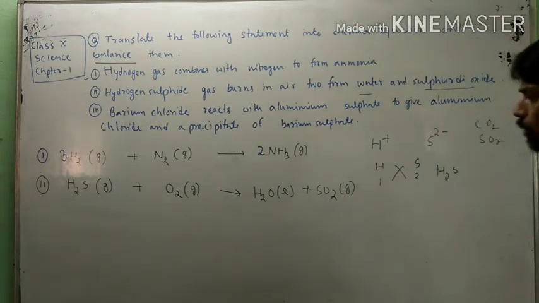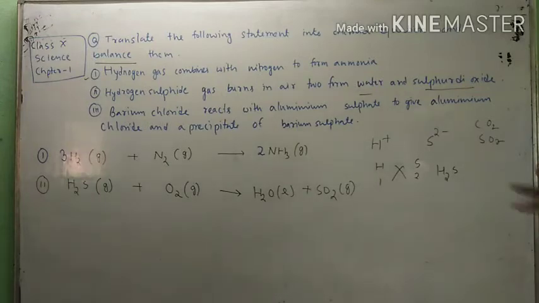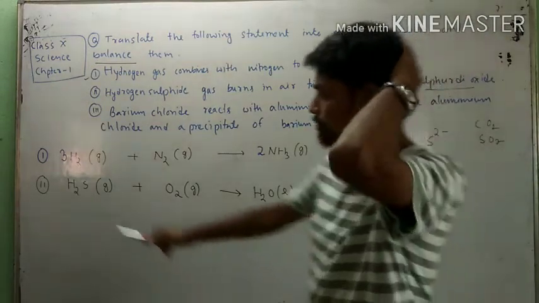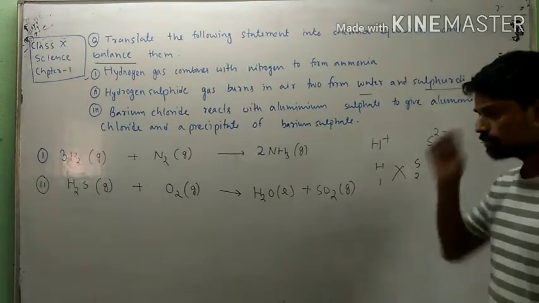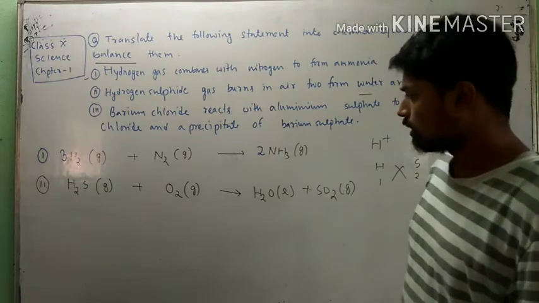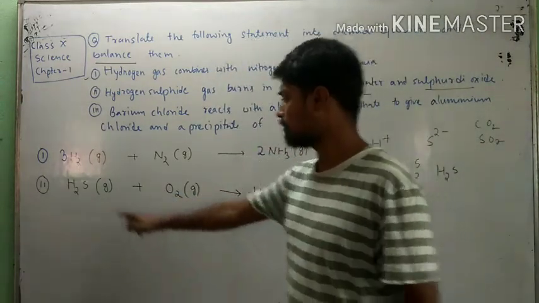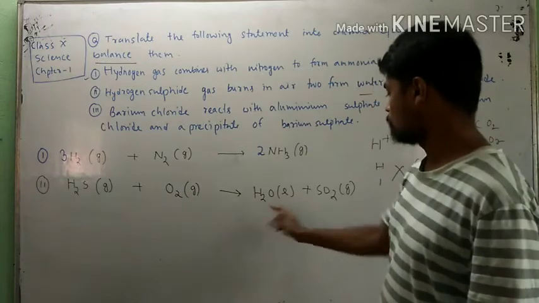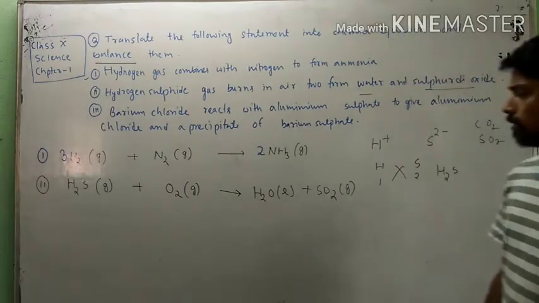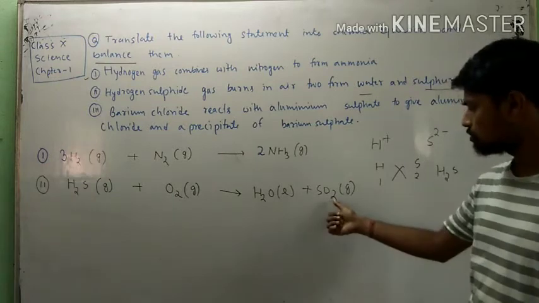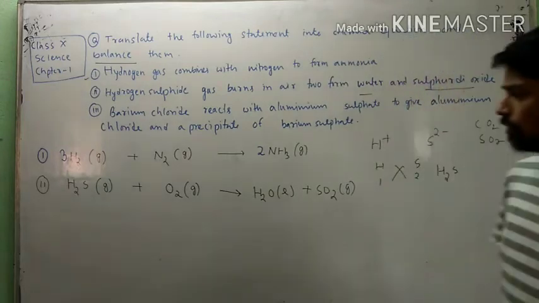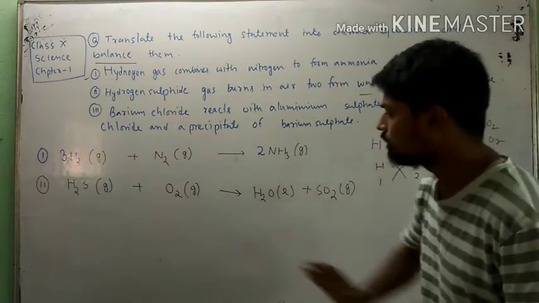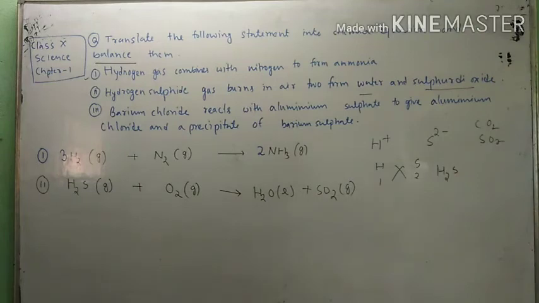Now we have to see whether the number of atoms are balanced or not. First see the number of hydrogen, which is 2 on the reactant side. It is also 2 on the product side. So no problem with hydrogen. Now see the number of sulfur, which is also balanced. Sulfur here is 1 and it is also 1 on the product side. But see the number of oxygen, which is 2 plus 1, 3 on the product side, and 2 on the reactant side. So what to do?